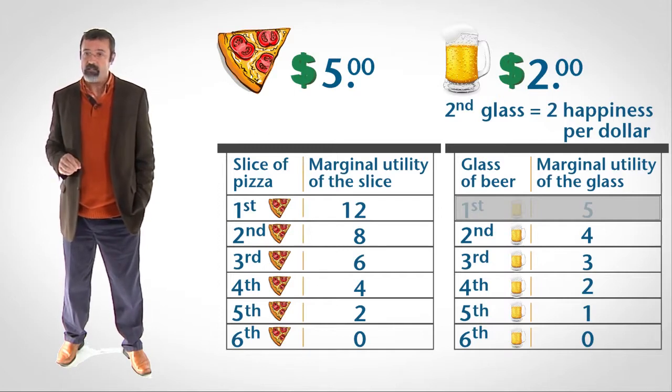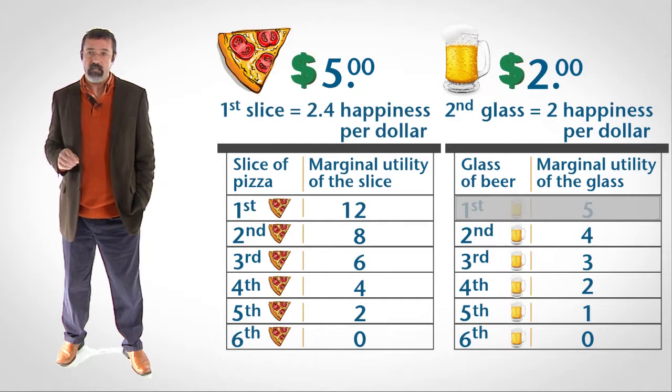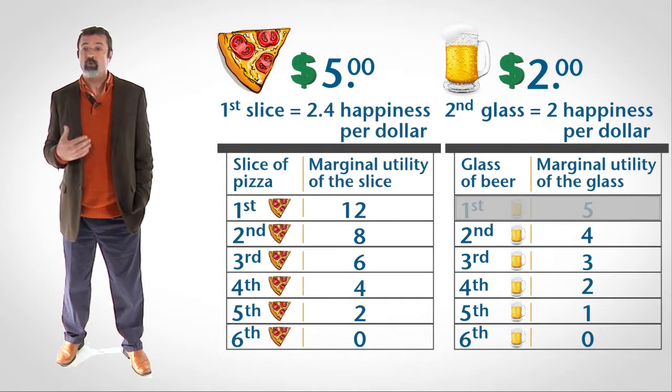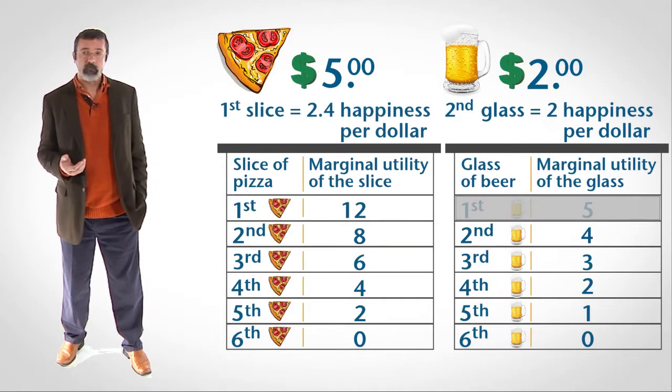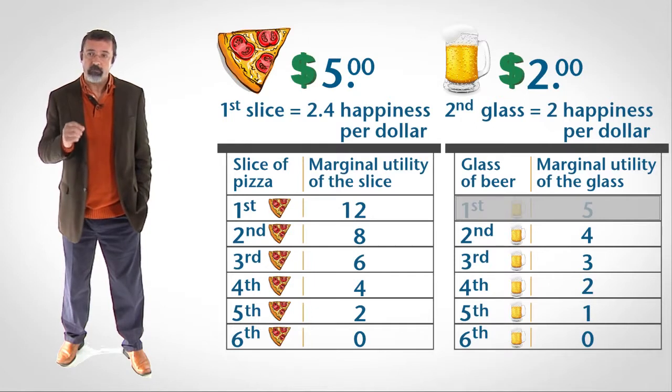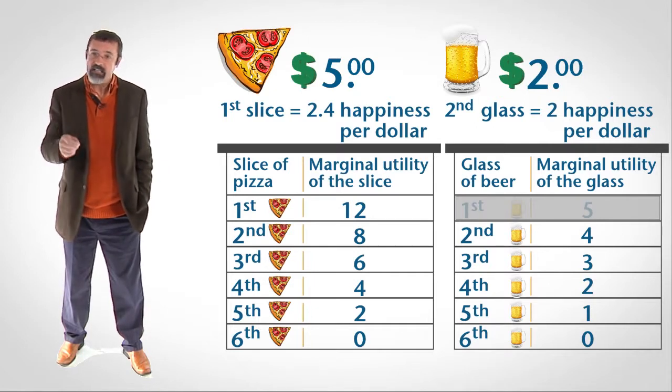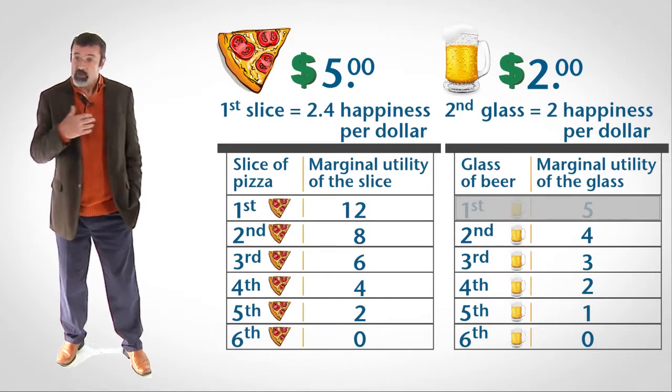You haven't had any pizza yet. The first slice of pizza adds 12 happiness, or 2.4 per dollar. On a happiness per dollar basis, a first slice of pizza is a better buy than a second beer. So the second thing you will buy is a slice of pizza. Let's walk through each of your purchases and see what we find.